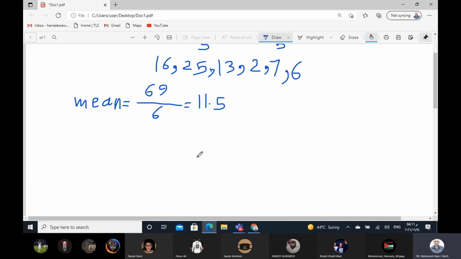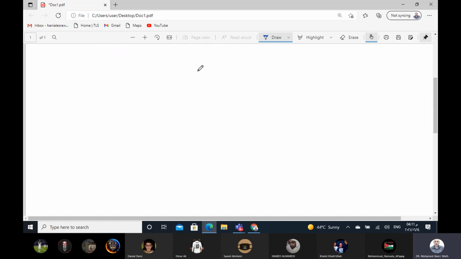Okay, the next example. Suppose we have 30, 28, 32, 11, 15, and I want to find the median.